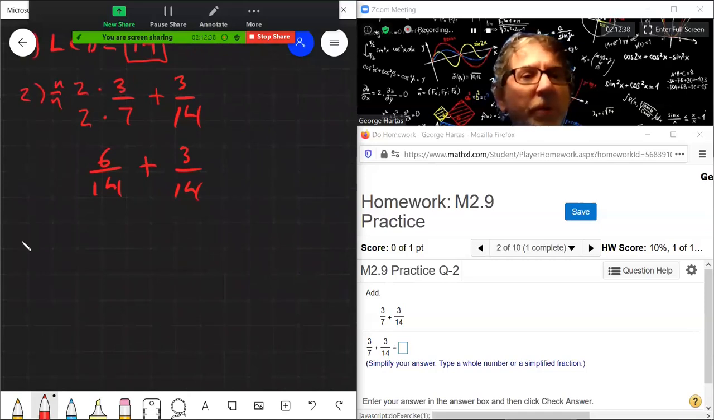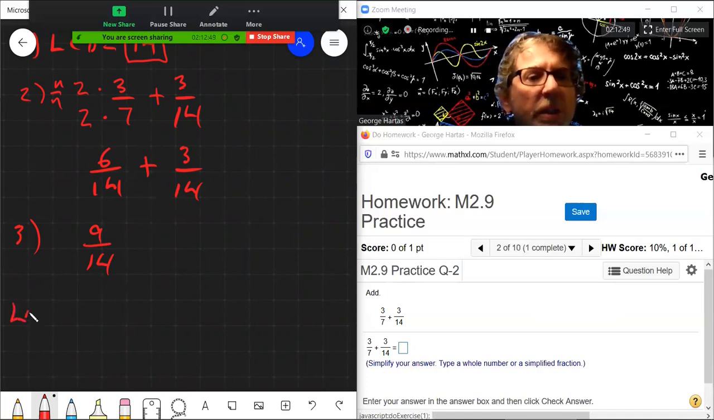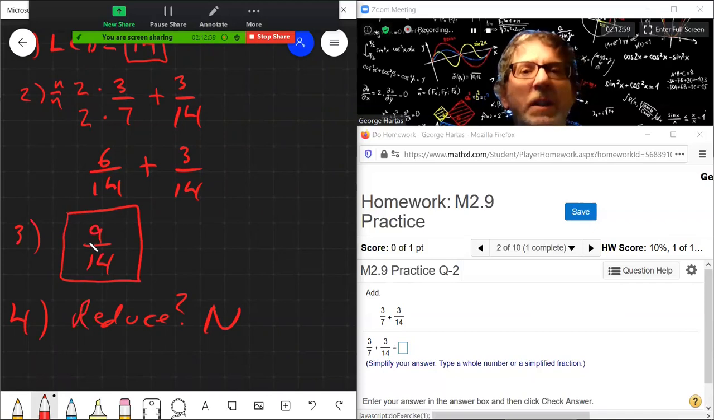Let's go to step 3. Add numerators, 9 over 14. Keep denominators. Step 4. Can we reduce? No. Done.